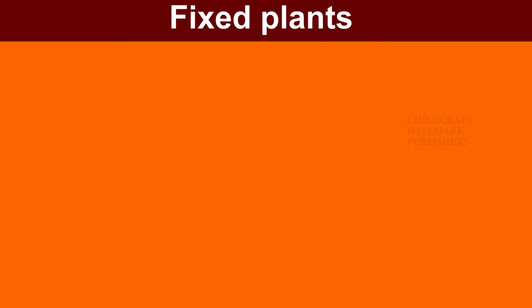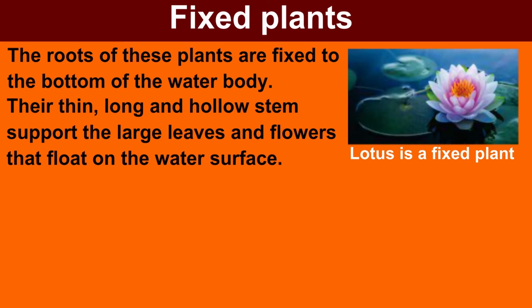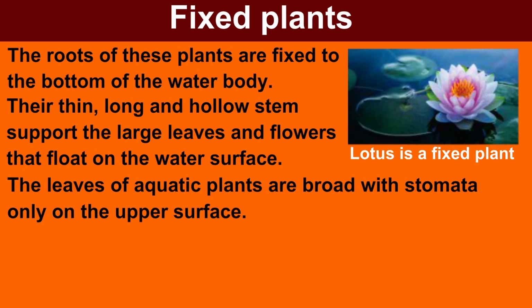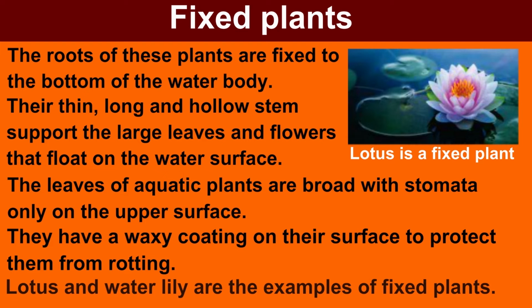Fixed plants. The roots of these plants are fixed to the bottom of the water body. Their thin, long and hollow stems support the large leaves and flowers that float on the water surface. The leaves of aquatic plants are broad with stomata only on the upper surface. They have a waxy coating on their surface to protect them from rotting. Lotus and water lily are the examples of fixed plants.